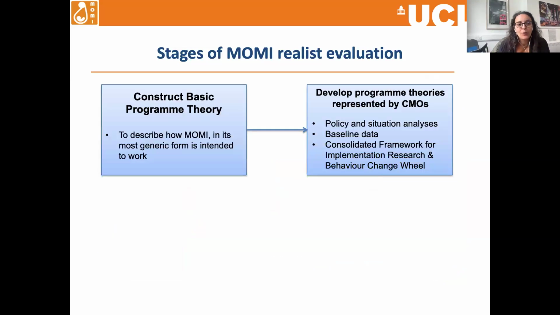From there, we developed program theories that were represented by the famous context, mechanism, outcome configurations. We used data from the policy and situation analysis that we had conducted at the beginning of the project. We used baseline data, and we also used 2 frameworks, one on implementation and one on behavior change, to inform those CMOs.